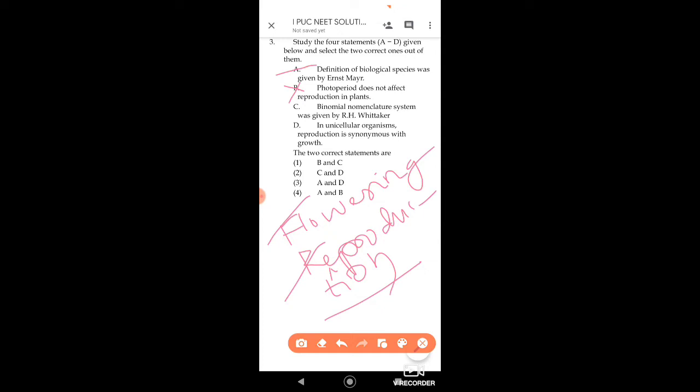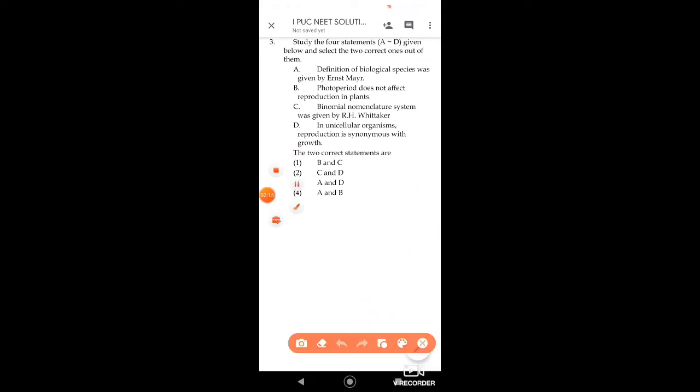Next, third statement we have here is binomial nomenclature system was given by R.H. Whittaker. Dear students, let me tell you that the binomial nomenclature was in fact given by Carolus Linnaeus, and it is not by R.H. Whittaker. R.H. Whittaker is responsible for 5 kingdom classification. That means he in fact classified the organisms into 5 kingdoms, that is Monera, Protista, Fungi, Plantae and Animalia. So that is the wrong statement again. Alright, statement first is correct, statement 2 is wrong, statement 3 is also wrong. Now next we have statement 4 here.